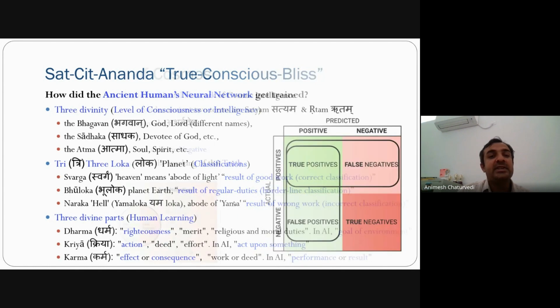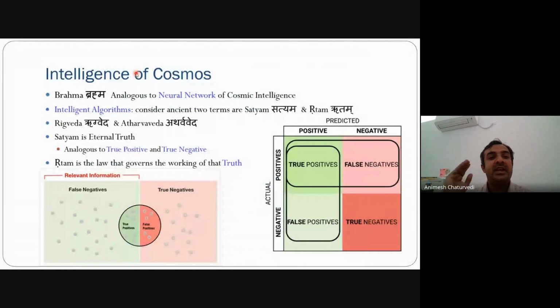Next, this is how consciousness and intellect Brahma is being developed. These neural networks have been developed for the conscious level. Satyam means truth, and Ritam means how to act upon something and do some activity, which was mentioned in the Rig Veda and Atharvaveda. Satyam is analogous to true positive and true negative in modern-world AI. Ritam is basically the law governing some action or leading to the truth.